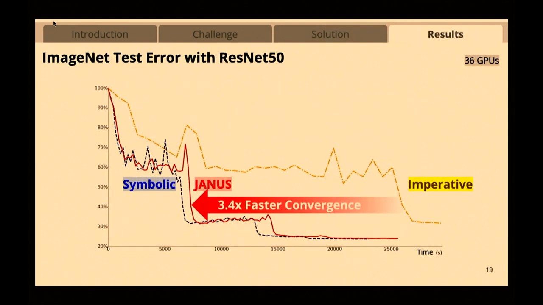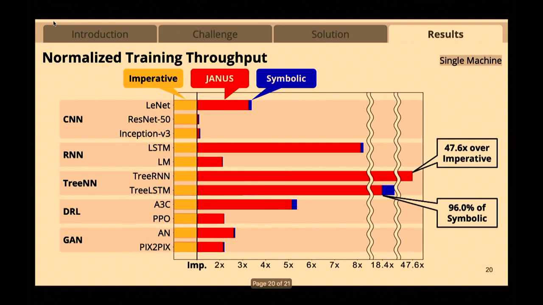Now let me show you some evaluation of our system. As you can see with this ImageNet convergence graph on 36 GPUs, Janus makes ImageNet converge 3.4 times faster compared to imperative execution. This speedup is similar to symbolic graph execution, but without modifying the original imperative program. And this is the normalized training throughput on a single GPU with various models with dynamic features. Janus achieves up to 47.6 times faster speedup compared to the imperative execution, and this is more than 96% of the throughput of symbolic graph execution.